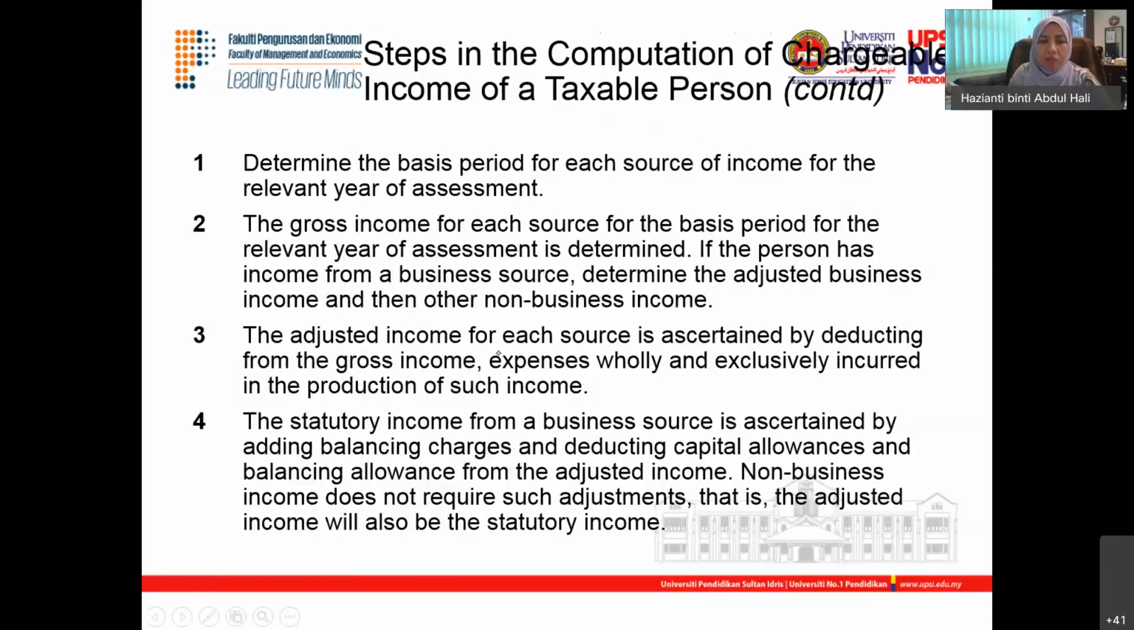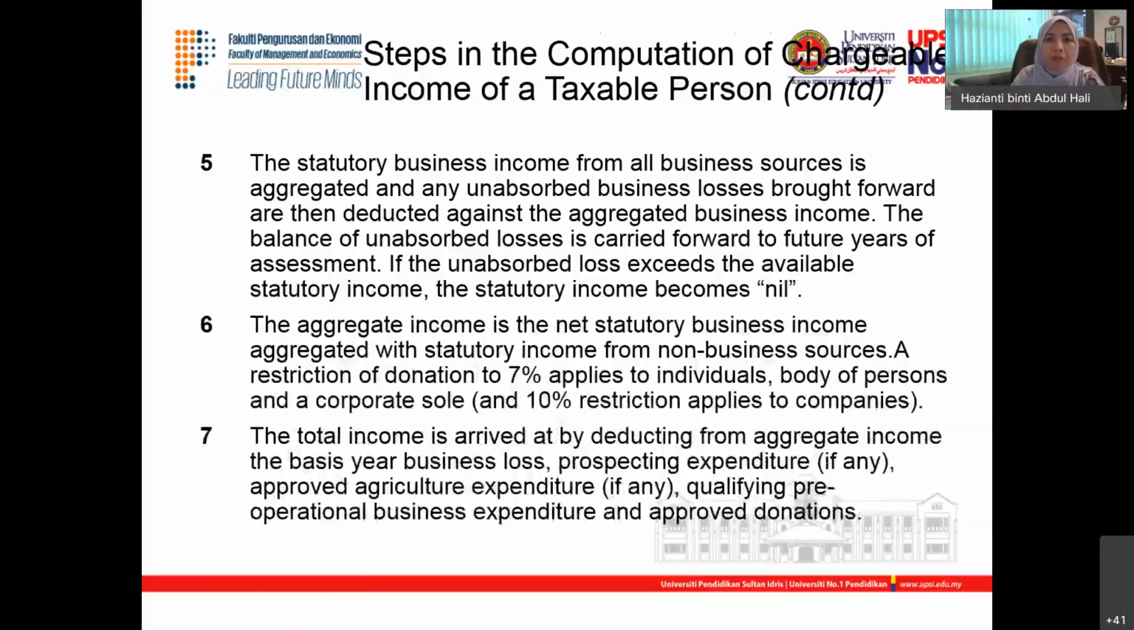And then adjusted income for each source pun nama dia adjusted income because kita deduct the expenses wholly and exclusively incurred, barulah dapat statutory income from business. So untuk non-business income dia tak ada adjustment lah. So adjusted income dia akan jadi statutory income. So untuk business dia ada statutory income. Untuk individual yang tak ada business ni biasanya kita gunakan term adjusted income je lah untuk setiap non-business income dia.